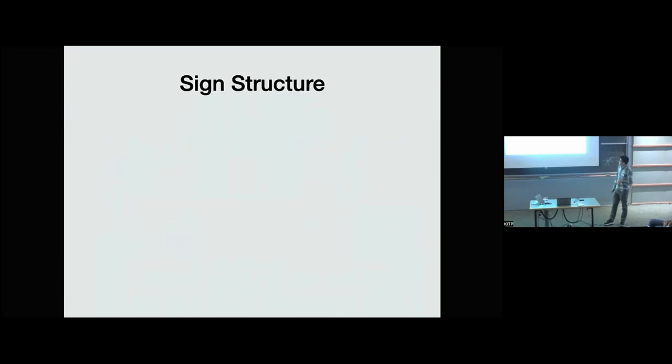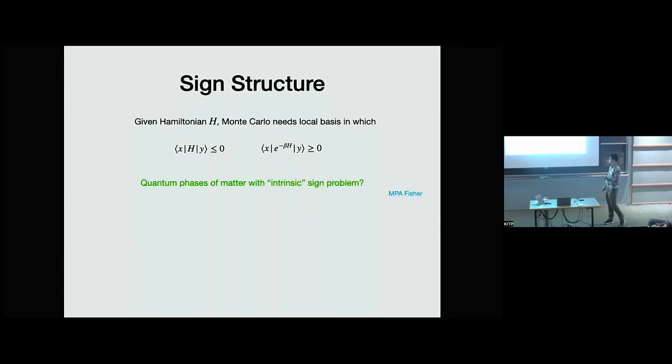Okay, so let me say a little bit more about sign structure first at the level of Hamiltonians. Ideally, Monte Carlo simulations require some local basis in which these matrix elements are negative. And this allows one to map to some classical partition function that can be sampled. This question of whether or not such a local basis exists already suggests a connection to gapped quantum phases of matter, which are defined as equivalence classes up to these local basis changes.